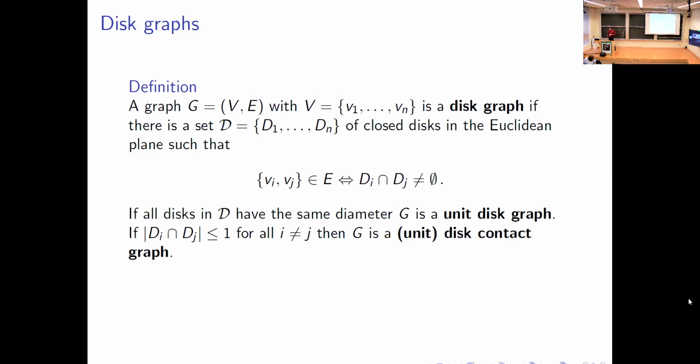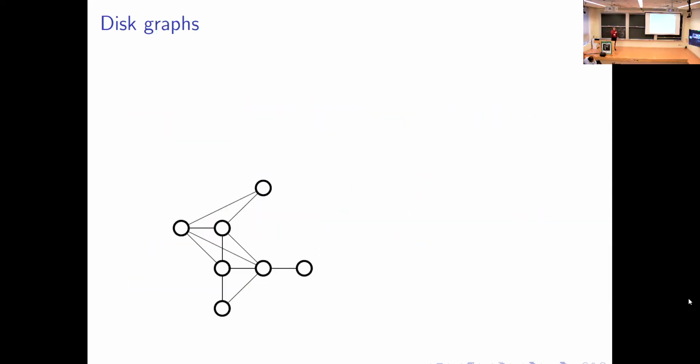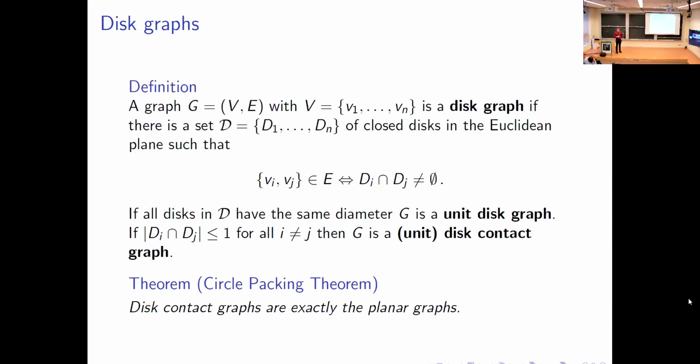There is some interesting family as well, which is the disk contact graphs, which means that we only allow the disks to touch, not have big overlaps. So they can only touch in at most one point. And there is a known folklore theorem about these contact graphs that these are precisely the planar graphs. Yes, this is precisely what one would call an intersection graph, where the family is taken to be a set of closed disks in a two-dimensional Euclidean space.